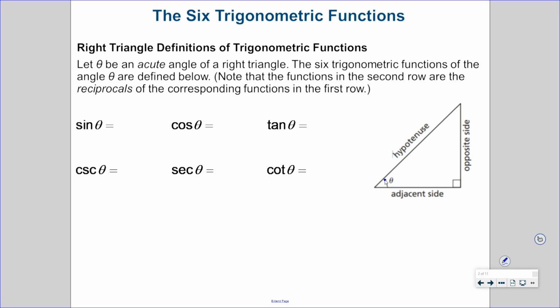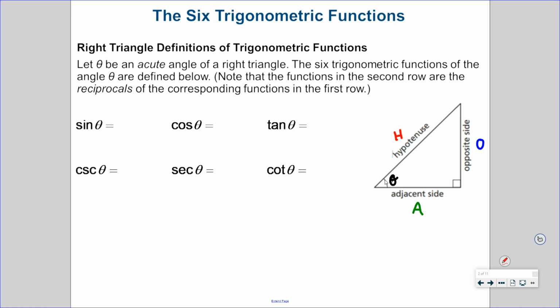If this is theta in this right triangle, this would be my opposite side. Let's just do a capital O. This would be my adjacent side. Let's do capital A. And this side would be my hypotenuse. Again, it depends what angle we call theta. If we call this one theta, now this is my opposite side.